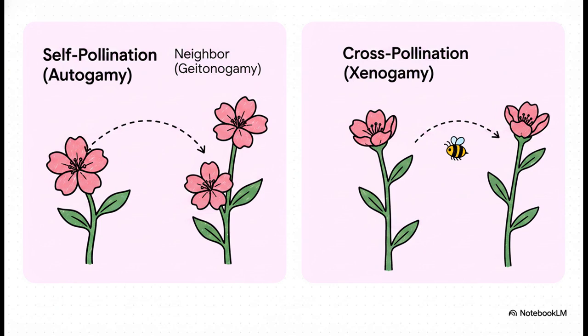Let's rapid-fire compare them. First, autogamy. That's when pollen simply lands on the stigma of the exact same flower, pure self-pollination. Then there's geitonogamy. This is when pollen travels to a different flower but on the exact same plant. It functions like cross-pollination because it needs an agent to move it, but genetically, it's identical to the parent. And finally, xenogamy. This is when pollen travels to a completely different plant of the same species. Xenogamy is the gold standard here, because it is the only type that brings true genetic variation to the table.